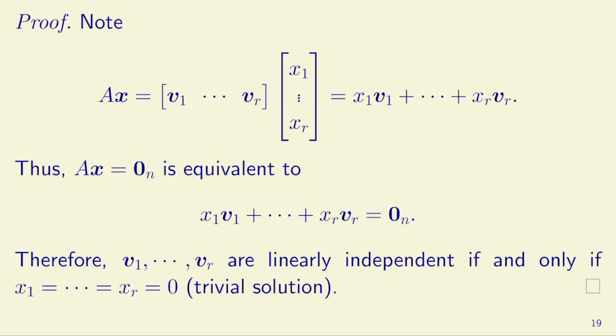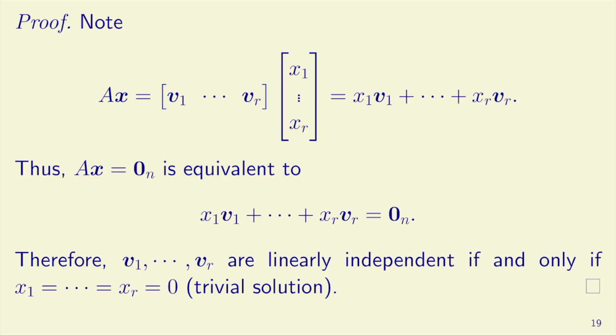And now, if you connect this back to our definition of linear independence, vectors v1, v2 up to vr are linearly independent if and only if the only way to make their linear combination equal to the zero vector is for all the scalars x1, x2, and so on to be 0. This means the equation x1 v1 plus and so on plus xr vr being equal to the zero vector has only the trivial solution, which is exactly what Ax equals 0 having only the trivial solution means. It's a direct consequence of the definitions.